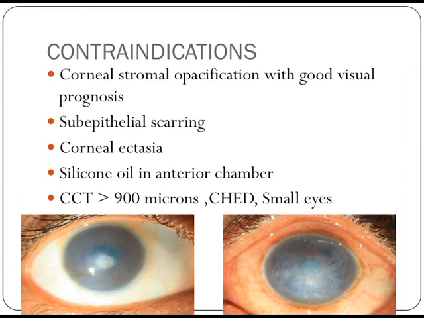Now when we see the contraindications of the procedure, they are corneal stromal opacification with good visual prognosis, subepithelial scarring and corneal ectasia. Because in all these conditions, penetrating keratoplasty will be a better option. Silicone oil in anterior chamber, as in these patients practically the eye is unicameral, there is high incidence of graft dislocation and endothelial cell loss. When the CCT is more than 900 microns, which is of common occurrence in congenital hereditary endothelial dystrophies, because the depth of the anterior chamber is less and the visual prognosis is less.